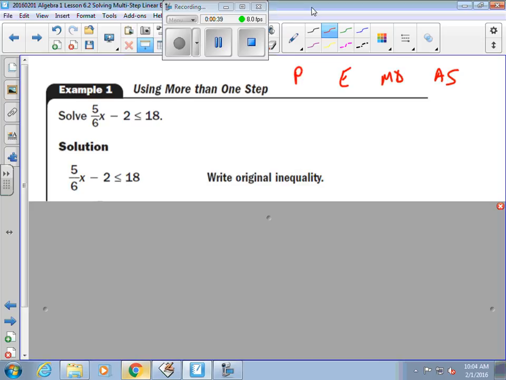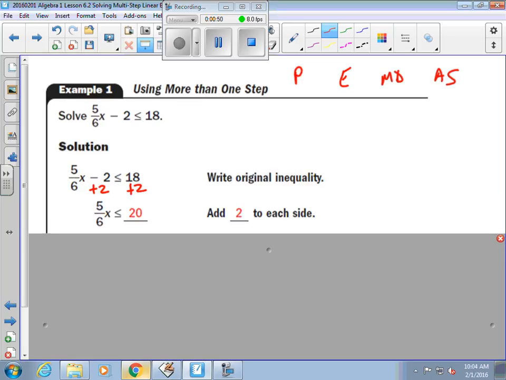So for this first one, we want to undo any addition and subtraction first. We see that it says minus 2, so we add 2. If you add it to the left side, you add it to the right side. Remember, you do it to both sides. That leaves you with 5 over 6x is less than or equal to 20.